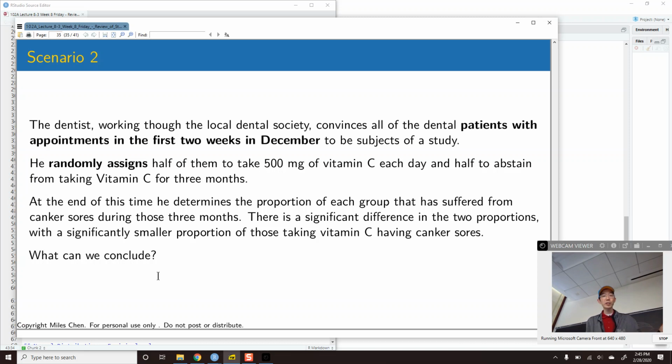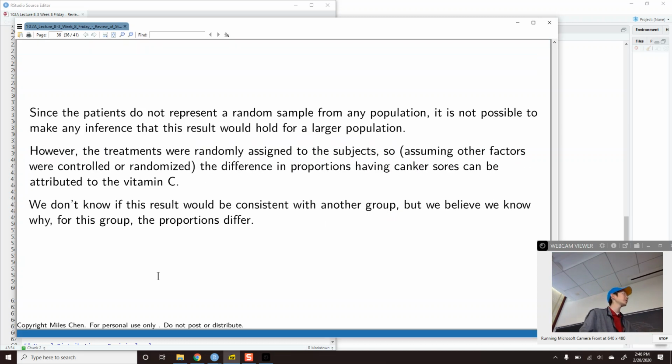Okay, so over here, we're going to have the same group of patients in the first 2 weeks. But this time we randomly assign and we say half of you take vitamin C, half of you don't take vitamin C, and then we see who gets canker sores and who doesn't. We find a significant difference. What can we conclude? All right, so this time, still not a random sample, so we cannot generalize to the population, okay? But because the treatments were randomly assigned, this constitutes an experiment, okay?